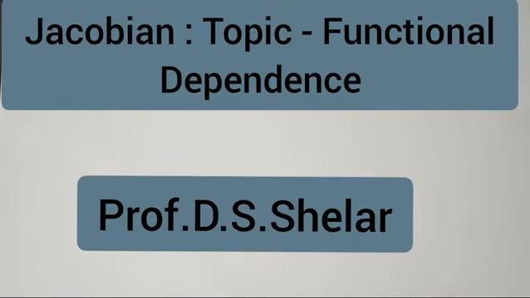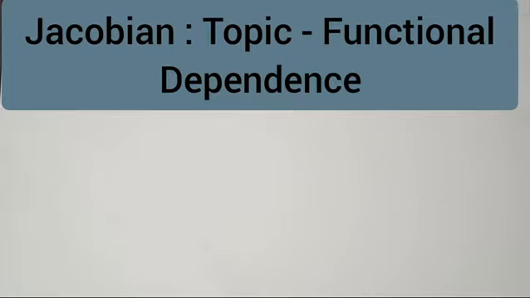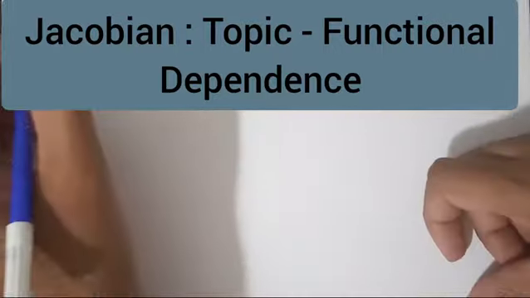So after Jacobian, we have discussed how to find partial differentiation by using Jacobian, as well as with the help of implicit function how to calculate Jacobian. And the next topic, which is our today's topic, is functional dependence. So what is functional dependence?